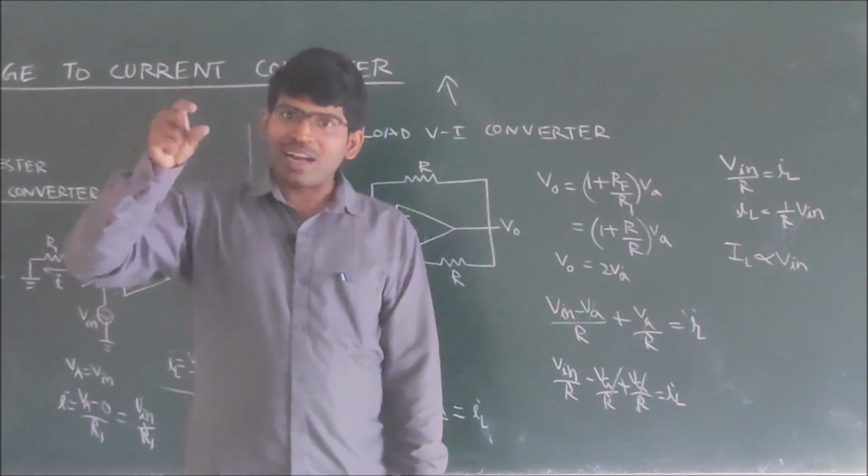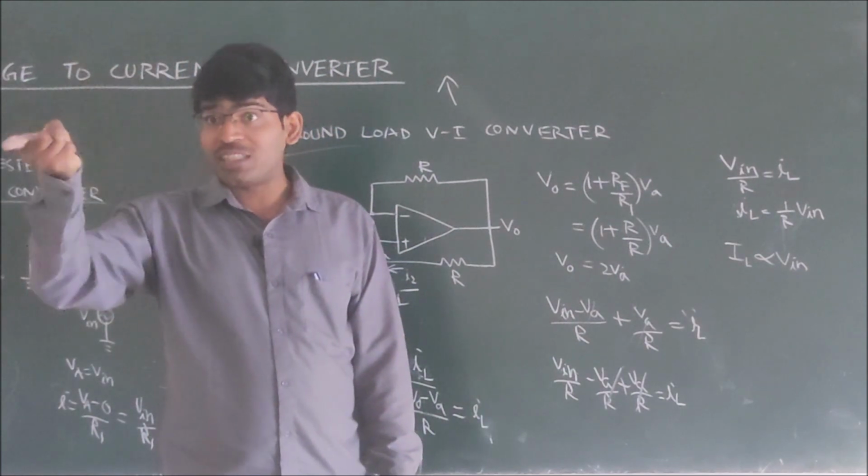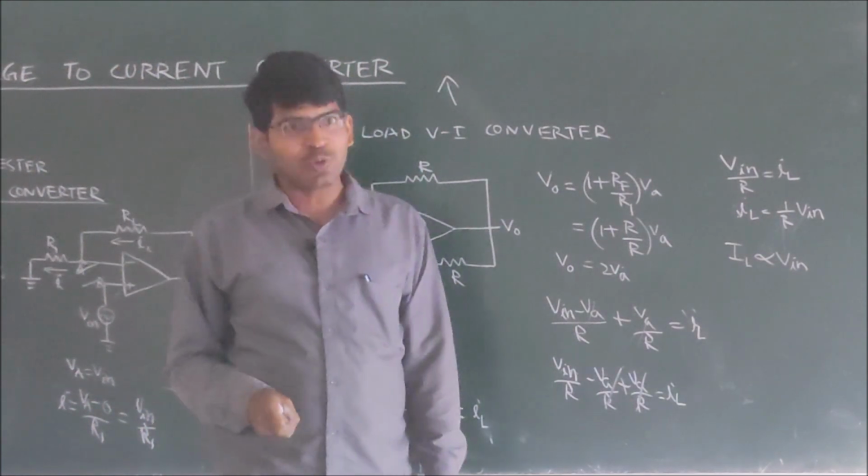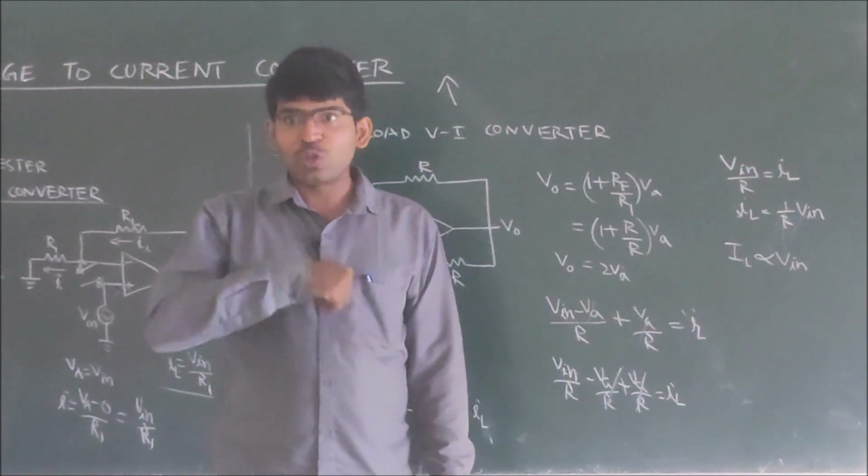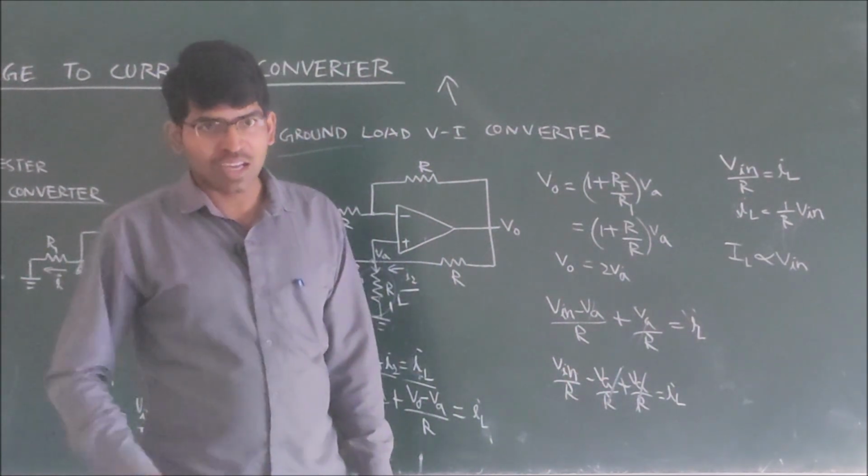If the input current changes and the output voltage changes accordingly, that type of circuit is called a current to voltage converter. That we will discuss in the next class.